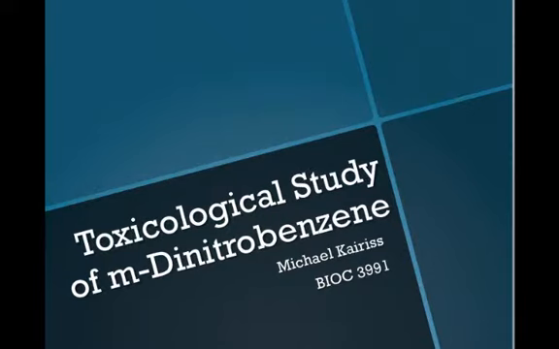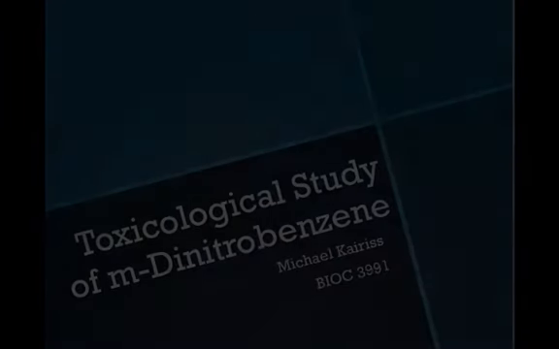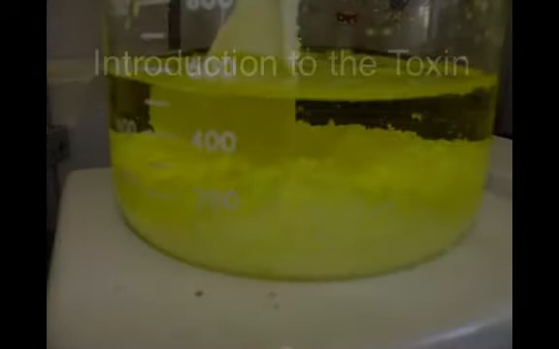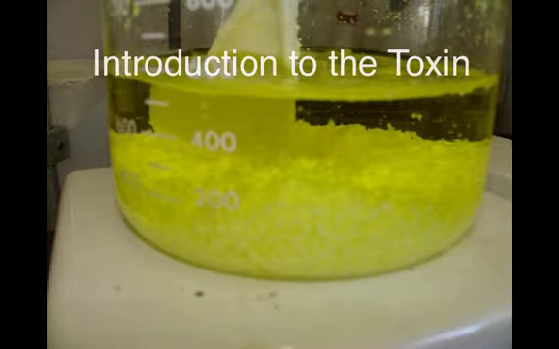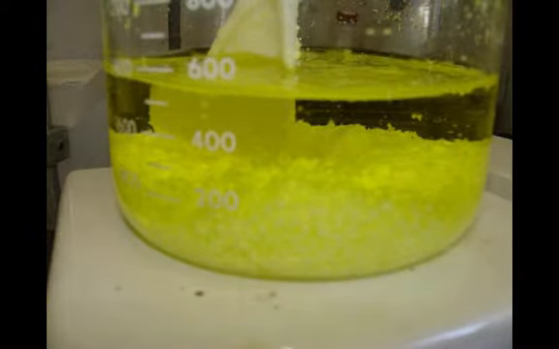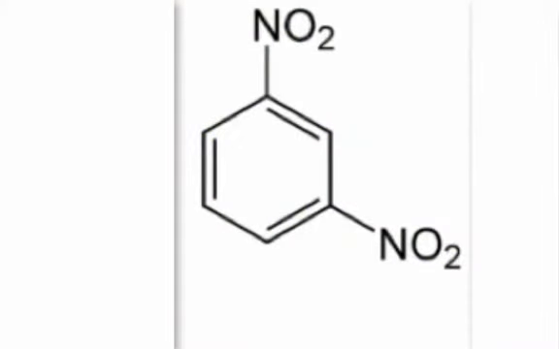Hi, my name is Michael Karras, and my topic was to examine the respiratory exposure of dinitrobenzene and its effects on the testes. Giving a brief introduction to the toxin, dinitrobenzene exists in its crystal form as a yellow powder, shown here. Here is the structure of dinitrobenzene, which we'll examine in more detail in a second.